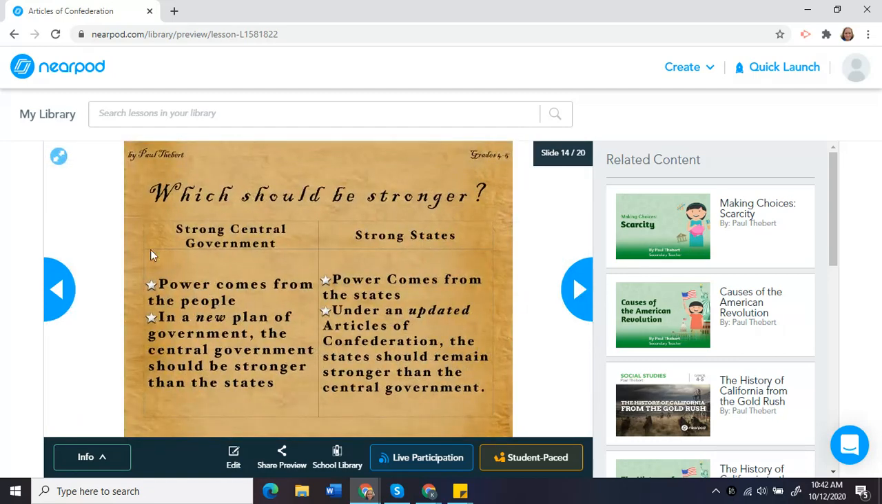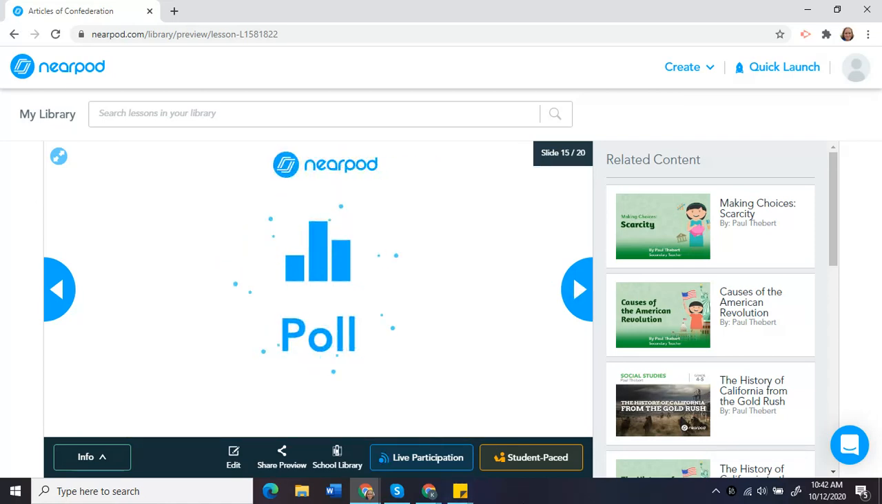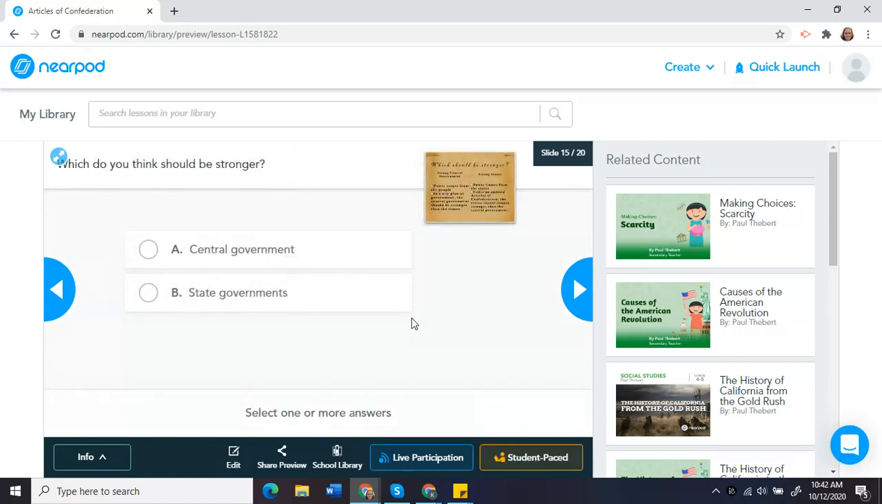Which should be stronger? Strong central government or strong states? In a strong central government, power comes from the people. In a new plan of government, the central government should be stronger than the states. But with strong states, power comes from the states. Under an updated Articles of Confederation, the states should remain stronger than the central government. Okay, another poll. Which do you think should be stronger? Central government, which is the federal or national government, or the state governments? If you need a second to think, pause now.